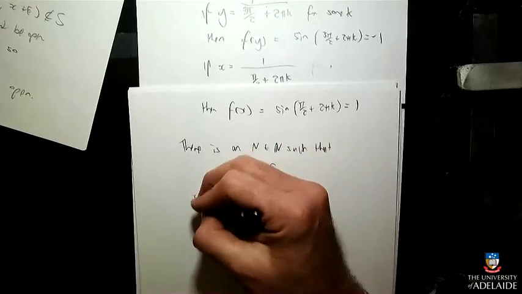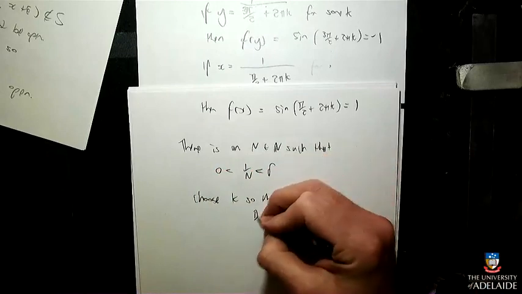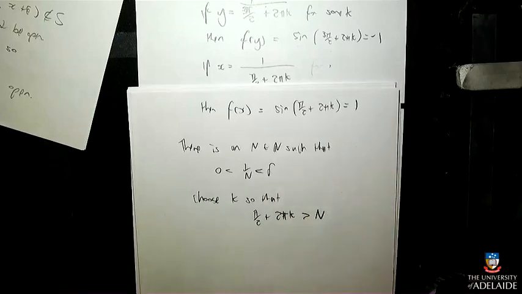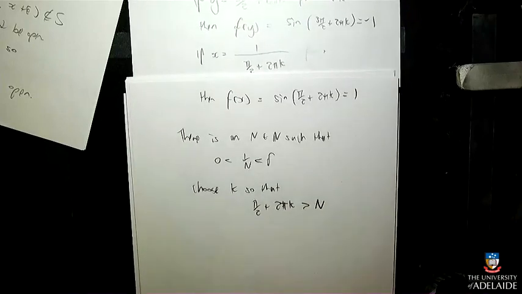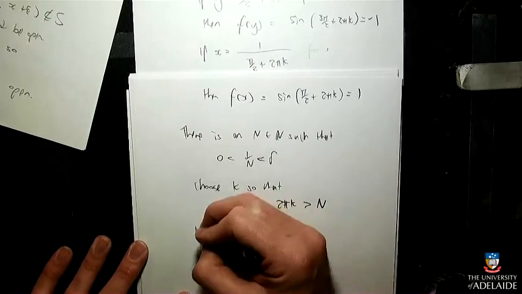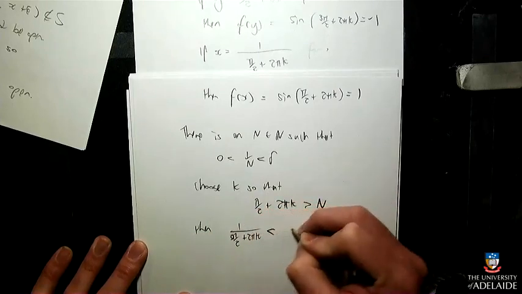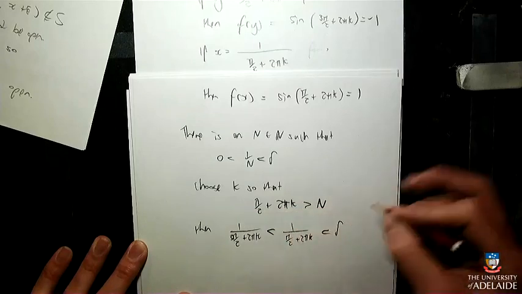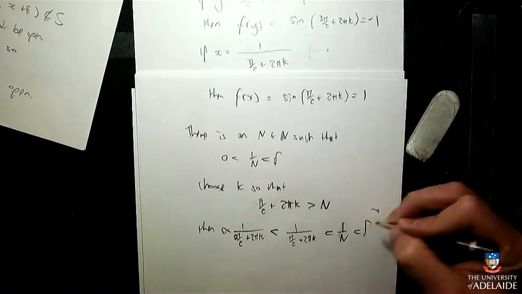Yes. So choose k so that pi on 2 plus 2 pi k is greater than n, which is possible because of the Archimedean principle in the other direction. In fact, I could tell you what the k is. It's n minus pi on 2 divided by 2 pi. And then 1 on 3 pi on 2 plus 2 pi k is less than 1 on pi on 2 plus 2 pi k, which is less than 1 on n, which is less than delta, and I get that.